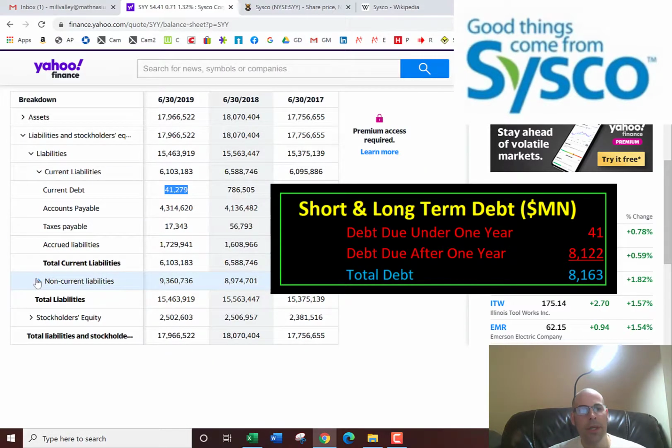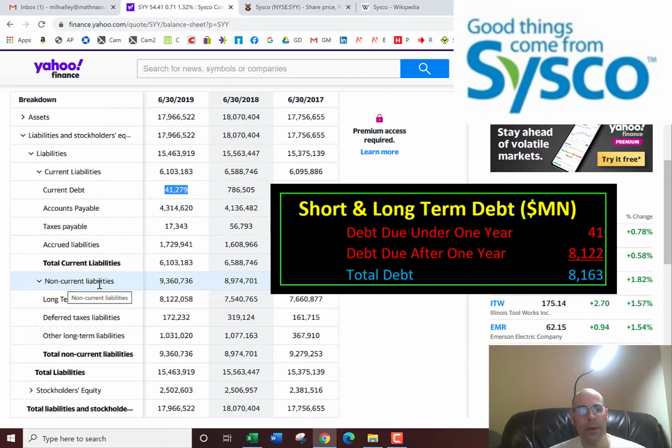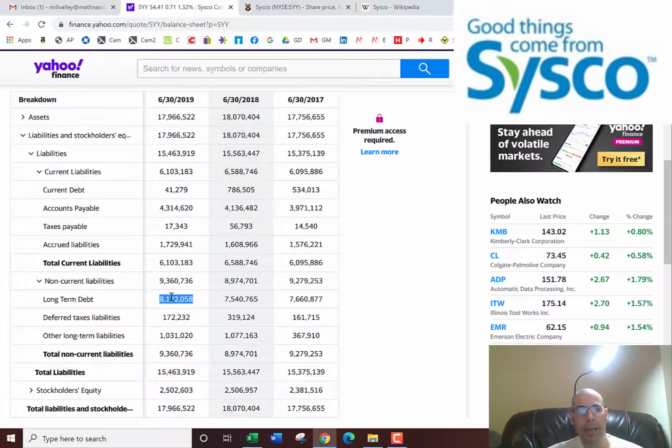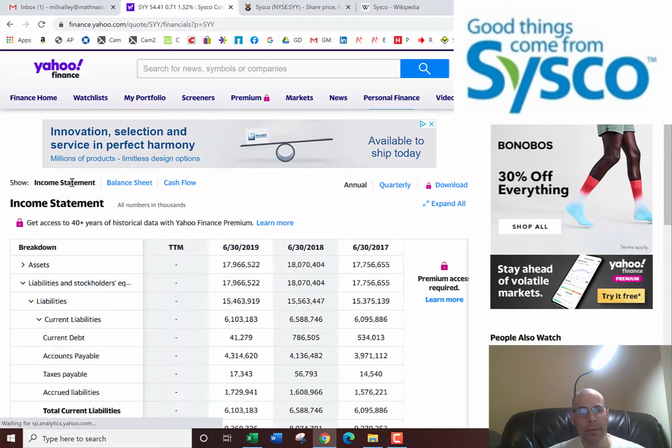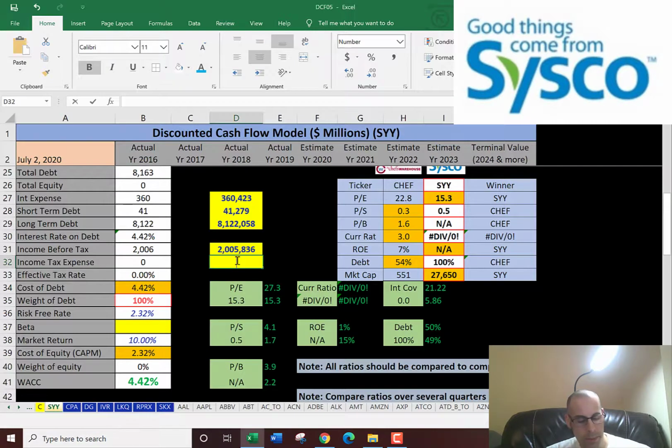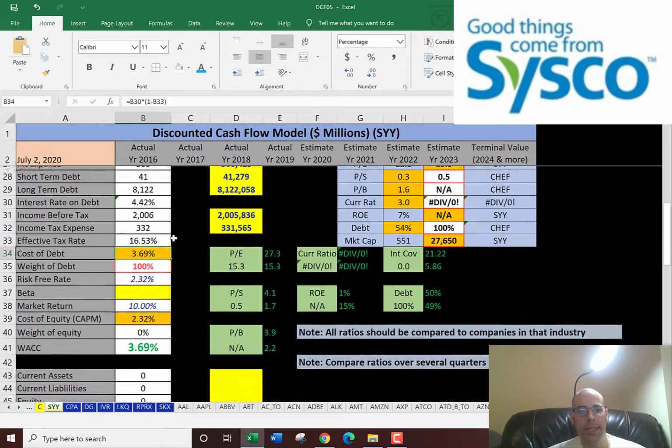And let's find out how much long-term debt. We go to the non-current liability section, and long-term debt is $8.1 billion. And since interest payments are tax deductible, let's get their effective tax rate. We'll go back to the income statement. We'll get the income before tax of $2 billion and the income tax of $331 million. So now we know their cost of debt, 3.69%.